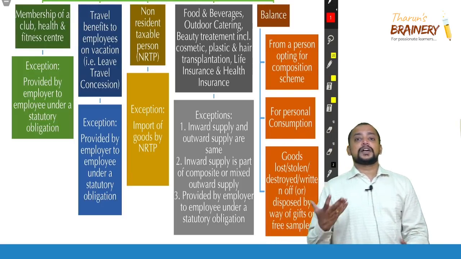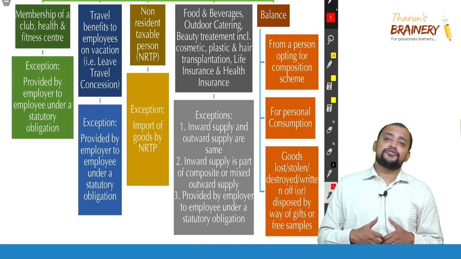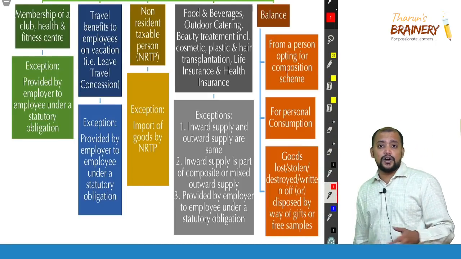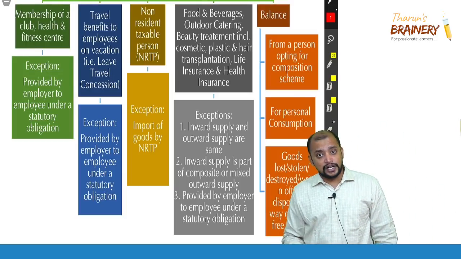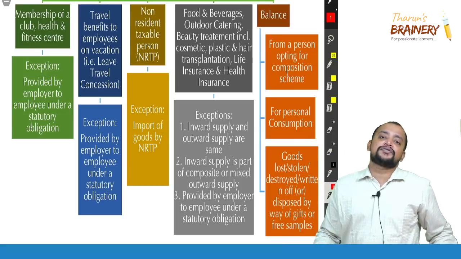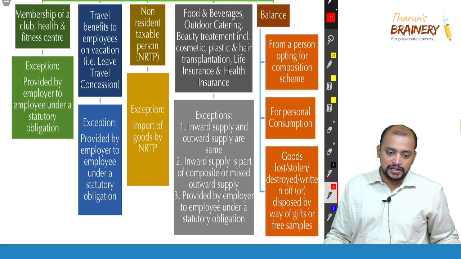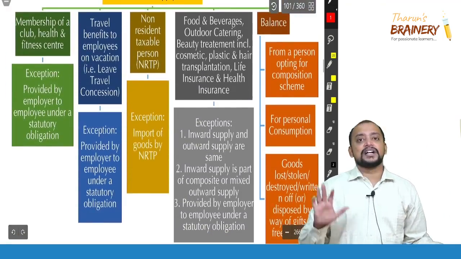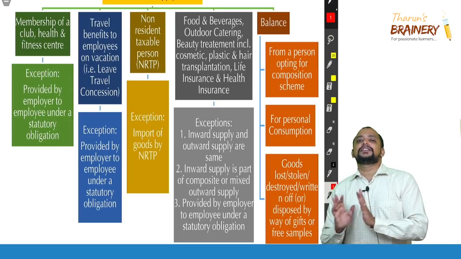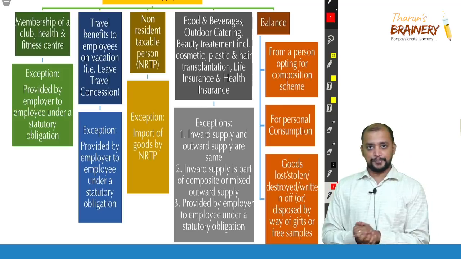Suppose the goods purchased are lost, destroyed or written off, for any reason, natural or abnormal. So if goods are lost, destroyed, written off or disposed of as gift or free sample, we cannot take ITC with respect to those goods purchased. These are the blocked credits we have in 17 subsection 5. In simple 3 headings, I completed the entire blocked credits under 17 subsection 5.